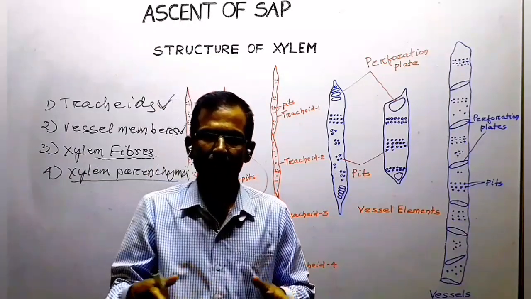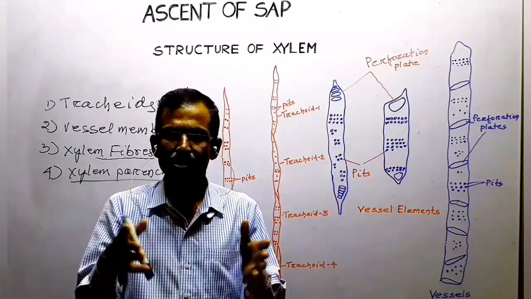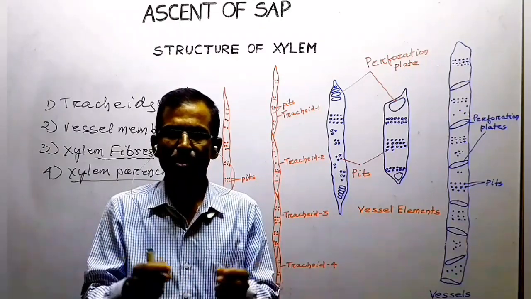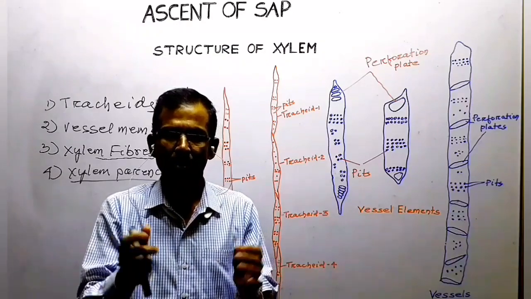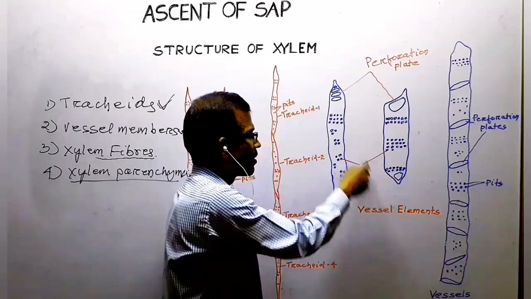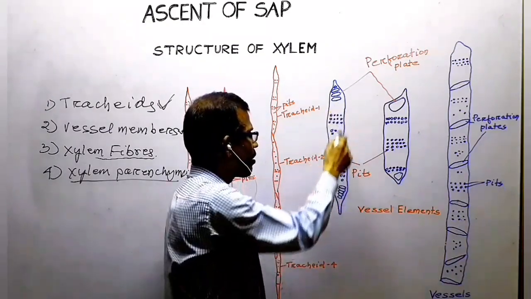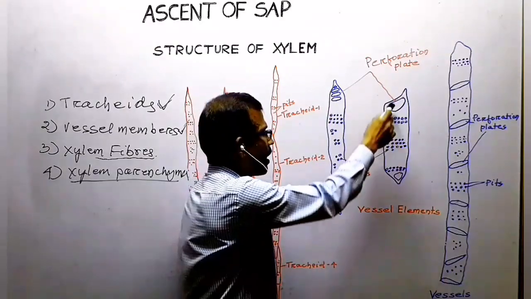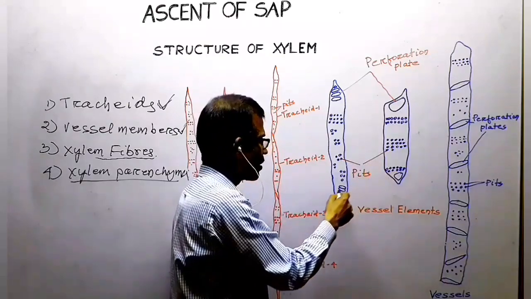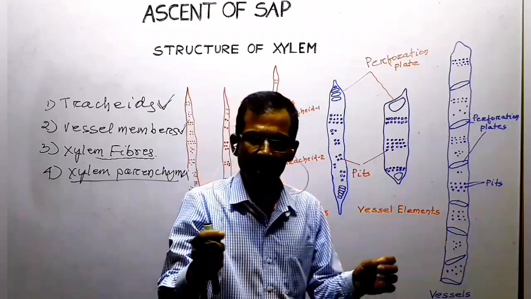Next, vessel members. Vessel members are found only in angiosperms and a small group of gymnosperms known as Gnetales and Ephedra. Vessel members are shorter and wider than tracheids. Their perforated end walls form a perforation plate at each end of the cell. These are the two vessel members and these are the perforation plates which are present at each end.